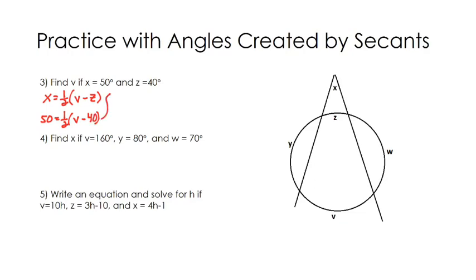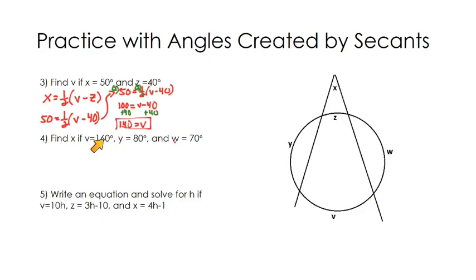And so all I can do here is use some algebra to solve this question. What I'm going to choose to do, and you don't have to necessarily do it this way, is start by multiplying each side by 2, because I would like to get rid of that 1/2. And we have that 100 equals v minus 40. Next step is we're going to add 40 to each side, and we're going to get that 140 equals v. So the measure of this arc in the first problem is 140 degrees.